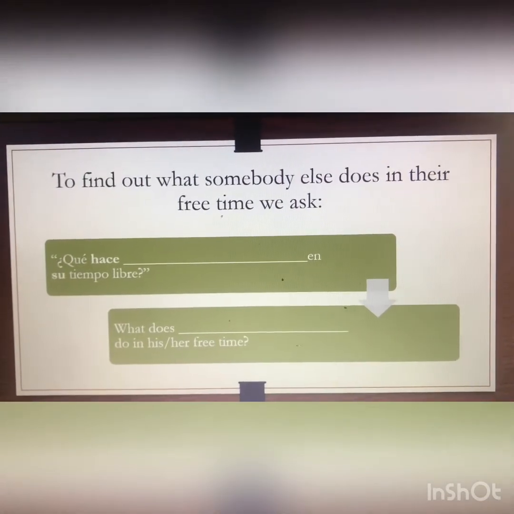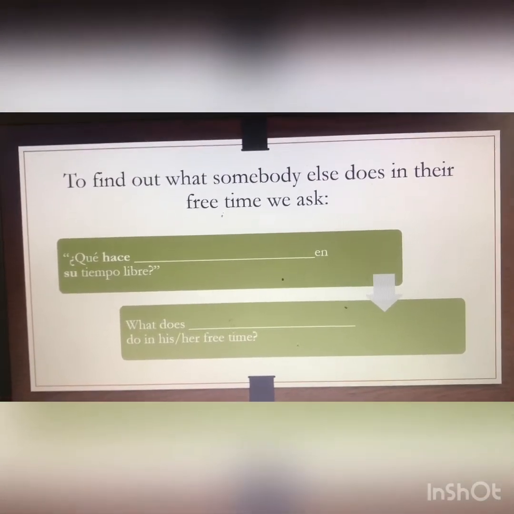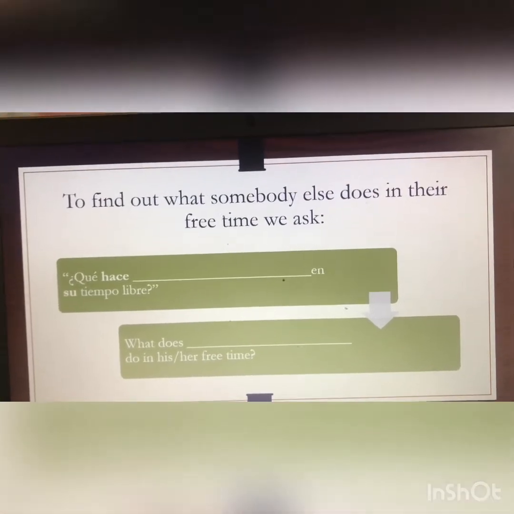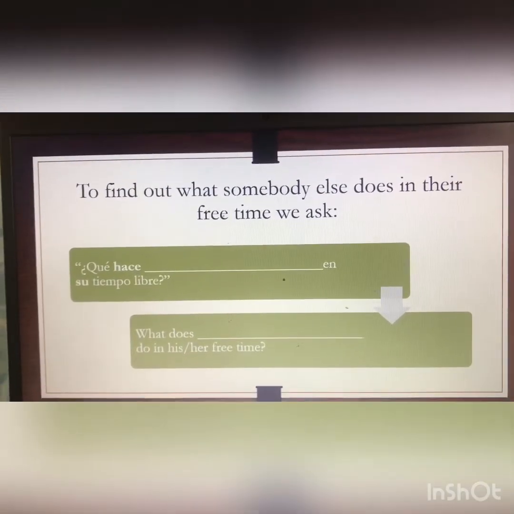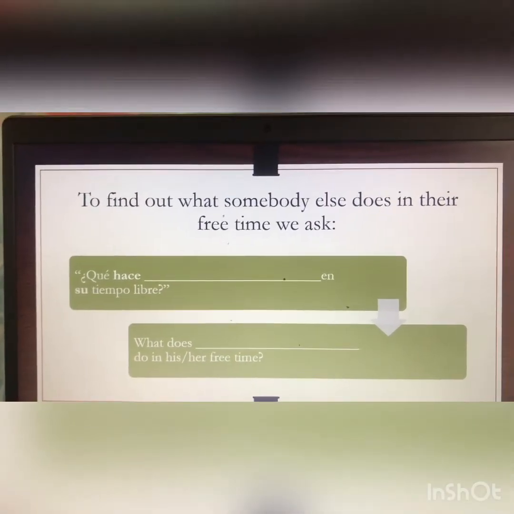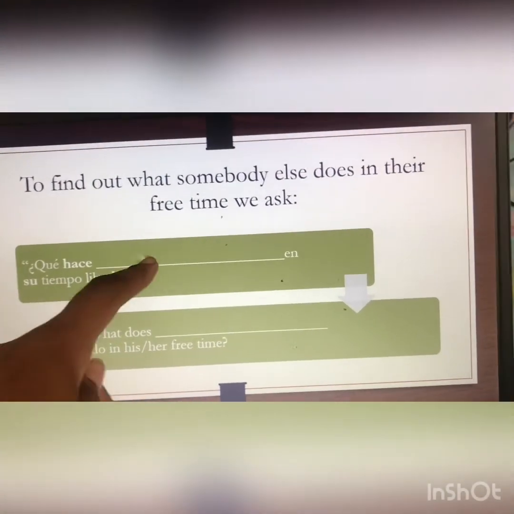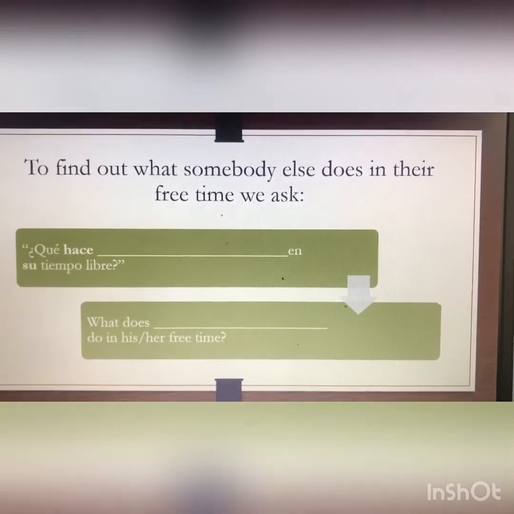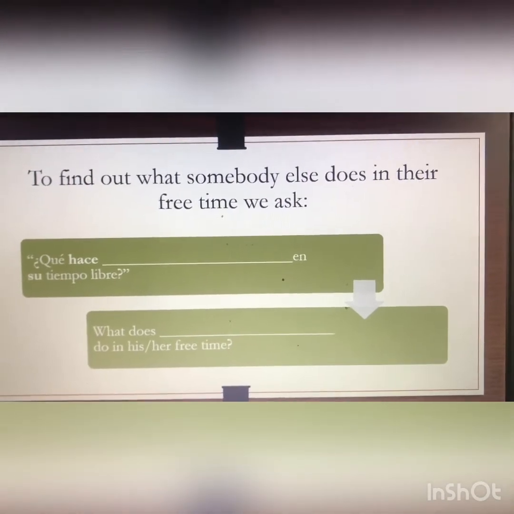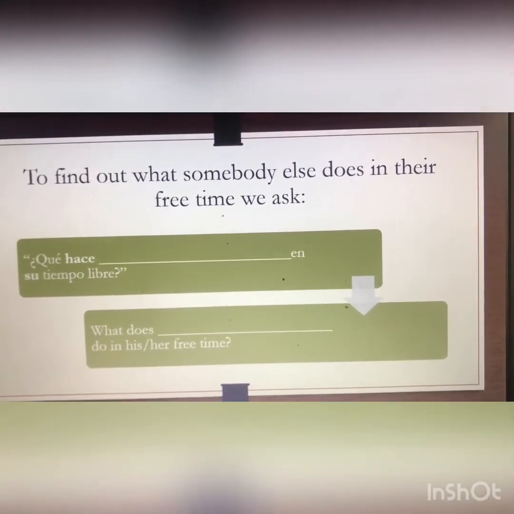So to find out what somebody else does in their free time, we ask the question, ¿Qué hace ___ en su tiempo libre? Meaning, what does the person do in his or her free time? So whoever you are referring to would go on the line. So if you're talking about Bob, you would say, ¿Qué hace Bob? If you're talking about Ashley, you would say, ¿Qué hace Ashley?